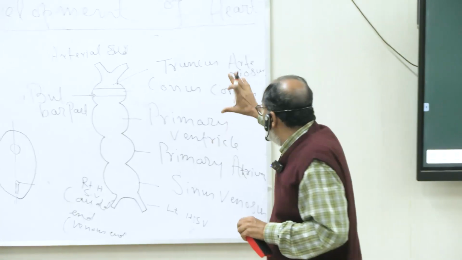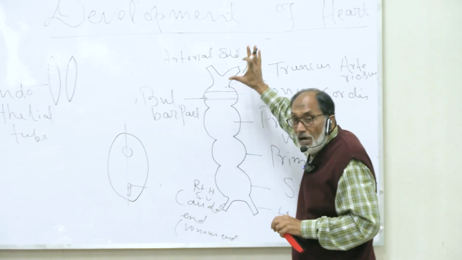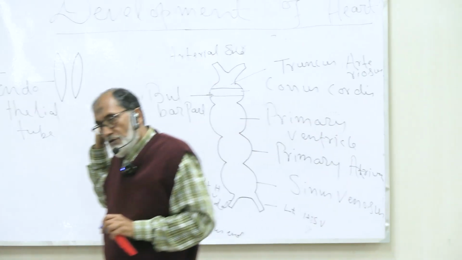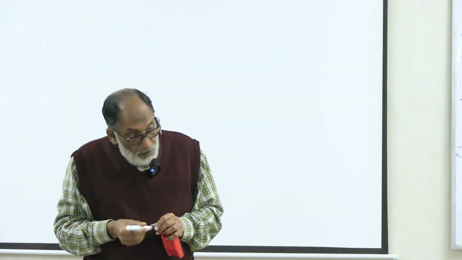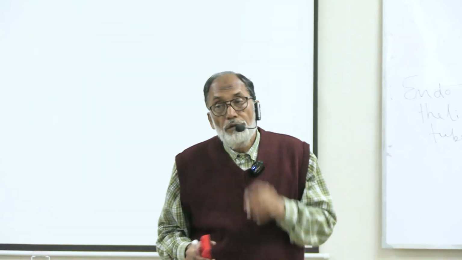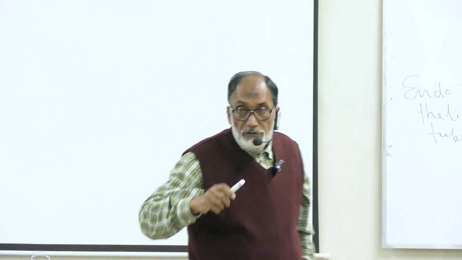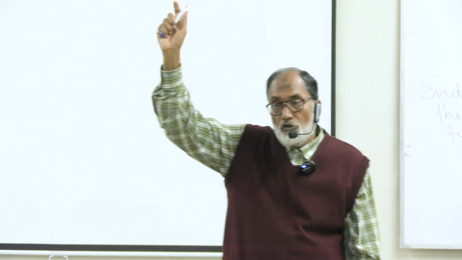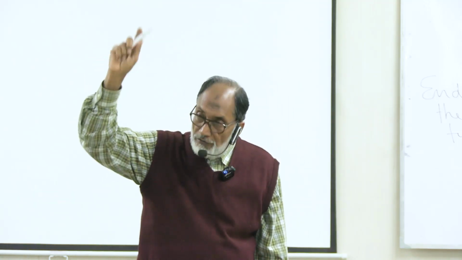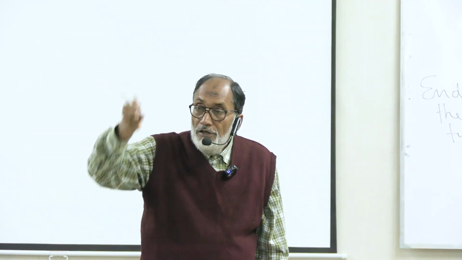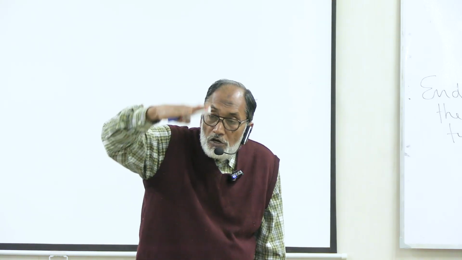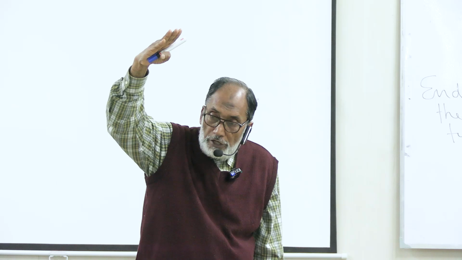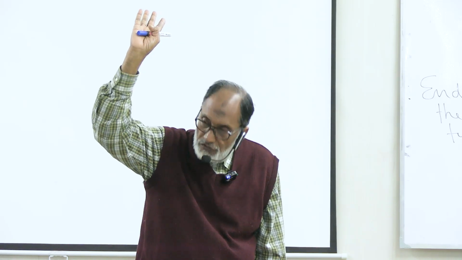Now, from this part, which part of the heart will develop? You will remember this. This is the main thing. Now, the cephalic end, which is the arterial end, will actually communicate with the dorsal aorta. The dorsal aorta developed on either side of the notochord, on the dorsal wall of the yolk sac. It was developed first.